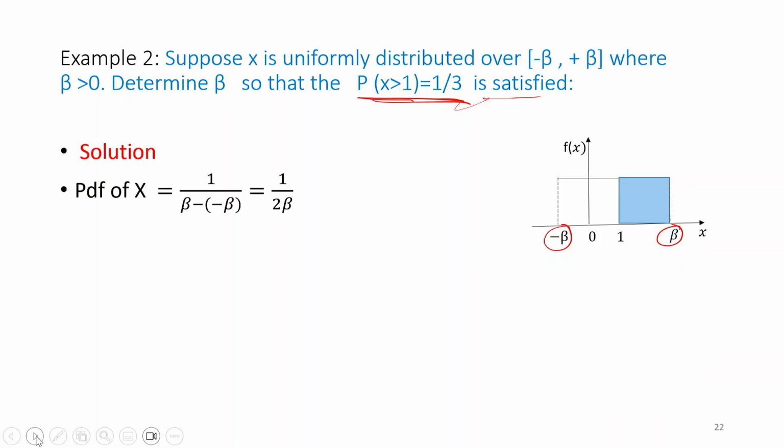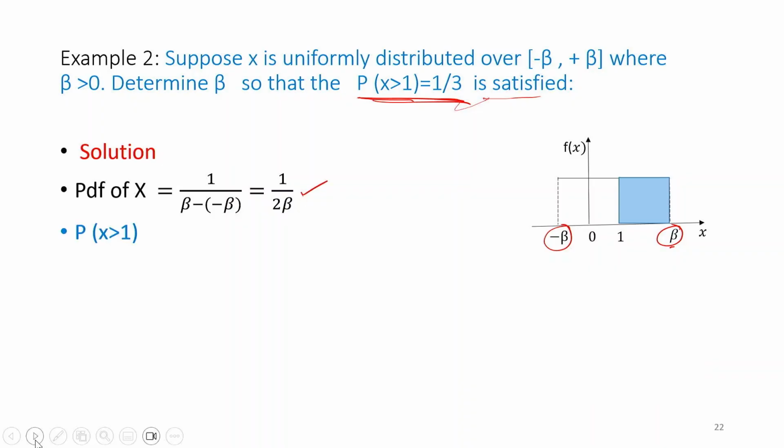First of all, we have to know what is the probability density function of x in this particular case. Because it is a uniform distribution, we know that the PDF is simply 1 upon b minus a, if you look back at the theory part. So here b is beta and a is minus beta. Therefore, PDF of x is going to be 1 upon beta minus minus beta. So it will be 1 upon 2 beta.